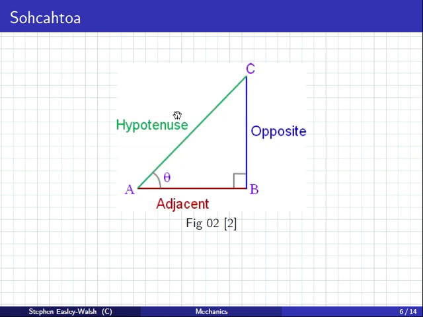These sides have names which you might not know. So if this is the direction, the angle here, we call this side the opposite because it's opposite the angle. This side we call adjacent, and this side we call hypotenuse.